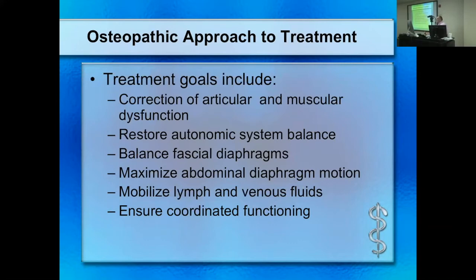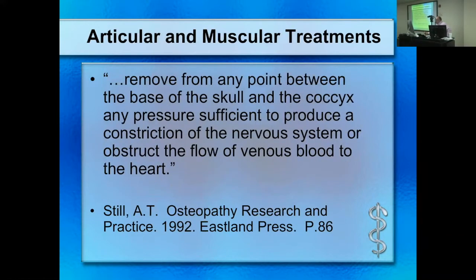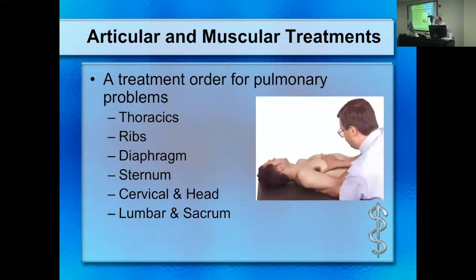Osteopathic approach. All right, go ahead and read this. Techniques and treatment dosage, considering each patient. The frail 70-year-old is not going to tolerate HVLA; they shouldn't ever tolerate HVLA. So again, let's go ahead and remove any restriction between the base and sacrum, the pressure of the nervous system, the flow of the intravenous. All right, treatment order for pulmonary problems.